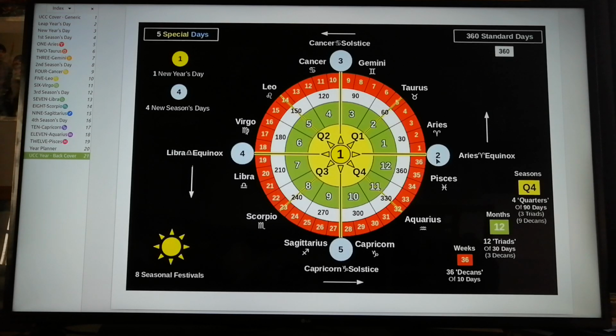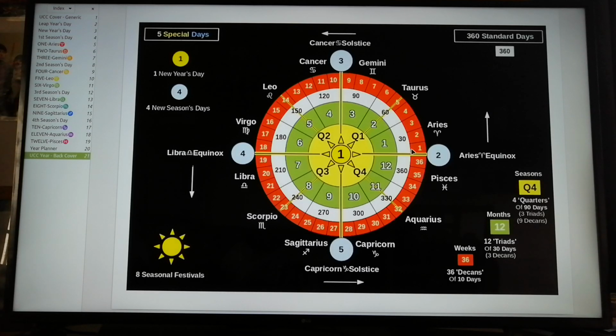So when the Earth is going from this position around to this position, it's the same. It's going to go through the months of Aries, Taurus, and Gemini for the whole planet, wherever you are. All right. So we've got 90 days in each quarter. And these keys here show you the structure.